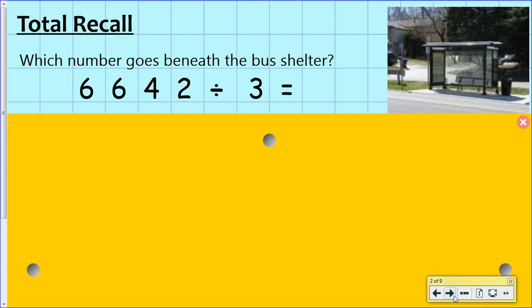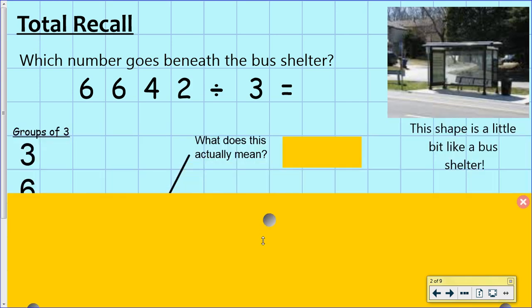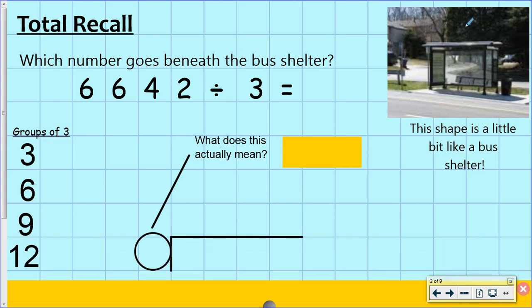Okay. So let's quickly recap just our basic bus stop methods. 6,642 divided by 3. Which number is going to go beneath my bus shelter? So obviously we call it the bus stop method because it looks a bit like a bus stop. Okay, so obviously my large number is my dividend. So this is what I'm going to divide into groups. So this goes into my bus stop. My divisor, what I'm dividing by, is 3, and that goes on the outside.